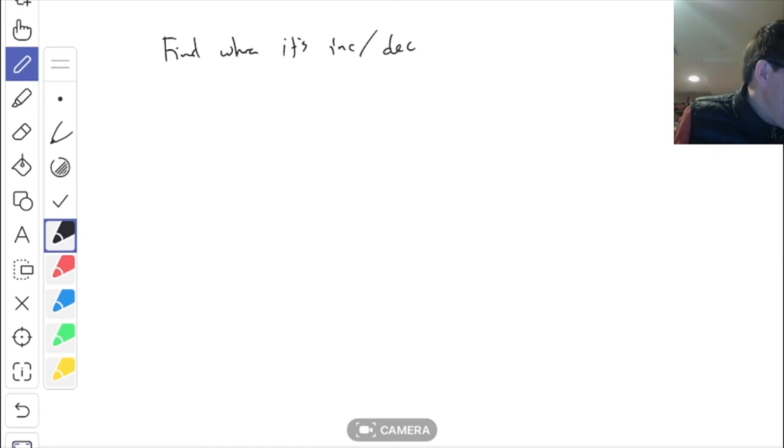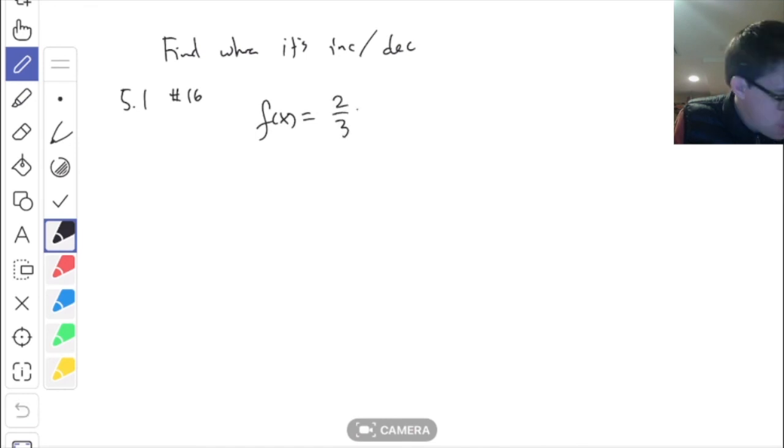All right. Let's try, I'm going to do number 16 in section 5.1, in case you care. This is not on the homework. f of x equals 2/3 x cubed minus x squared minus 4x plus 2.